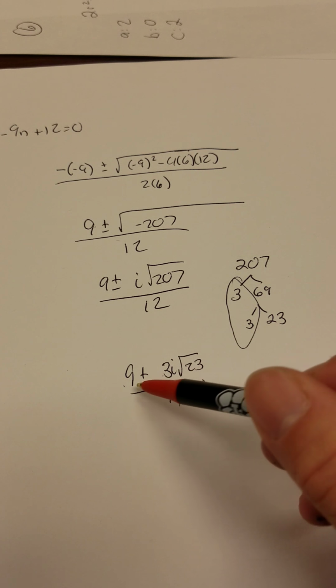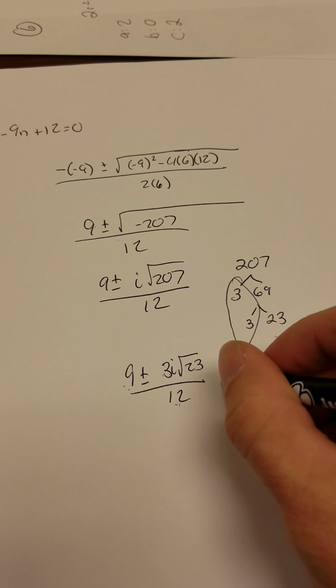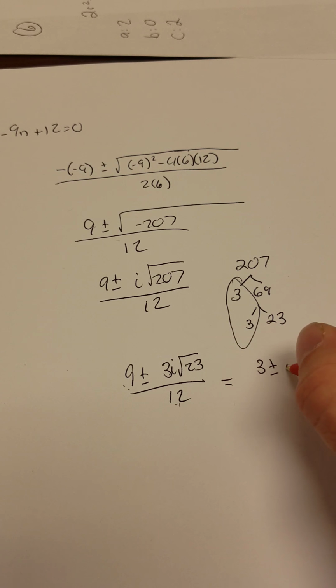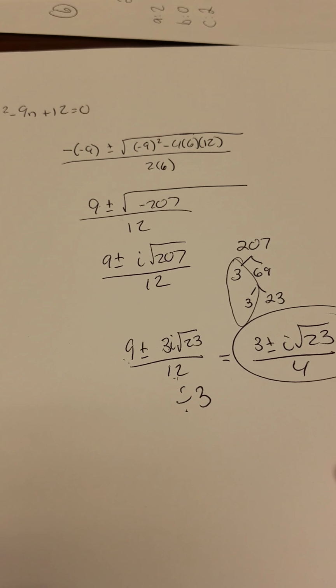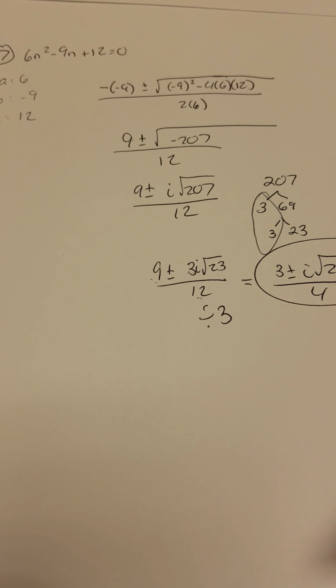Check the numbers on the outside. What goes into 9, 3, and 12? 3. So this turns into 3 plus or minus i square root 23 over 4. Had to divide the entire thing by 3 because everything had a 3 in common.